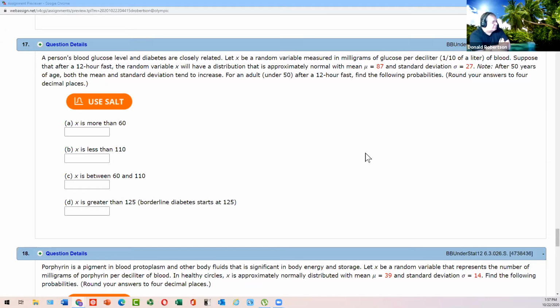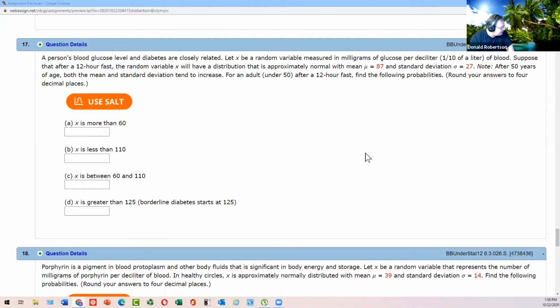Now, it goes on and tells us some stuff that are interesting, but not necessary for the question. What's necessary is the mean is 87 and the standard deviation is 27. We're being asked to find what's the probability that someone will have a glucose level greater than 60. The next one is going to be less than 110. The third question is between 60 and 110. And the last question is greater than 125.